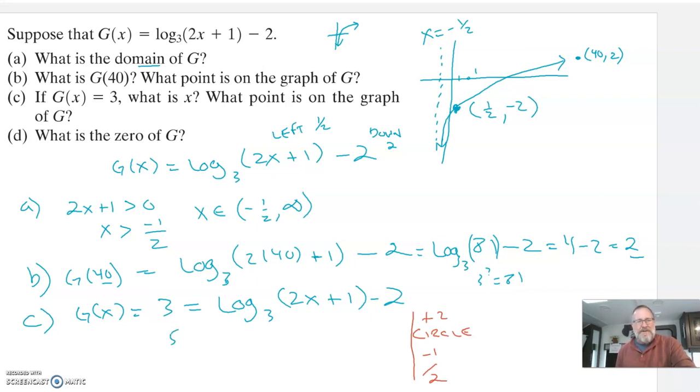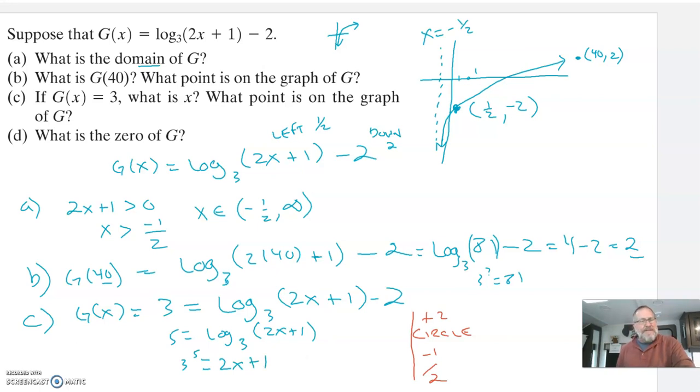Let's add 2. Added 2 to the left. Took away the minus 2 on this side, right? That's the same thing as adding 2. Circle trick. Don't forget to go across the equal sign. It's just over there this time. Don't forget to go back to the inside. Circle trick now gives me 3 to the 5th is equal to the inside, 2x plus 1.